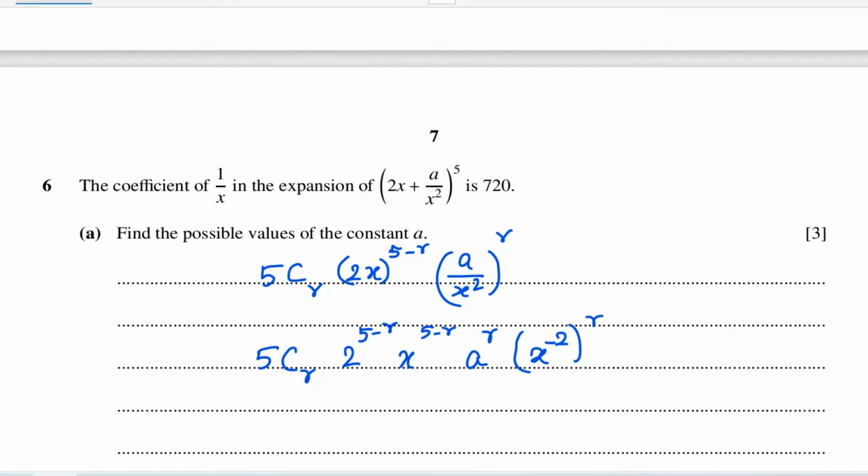Okay, so we need to find the coefficient of 1 over x. So 1 over x means the power of x when it comes to the numerator is -1. Now equate the power of x from this term as 5 minus r and x power -2 the whole power r is minus 2r equal to -1.